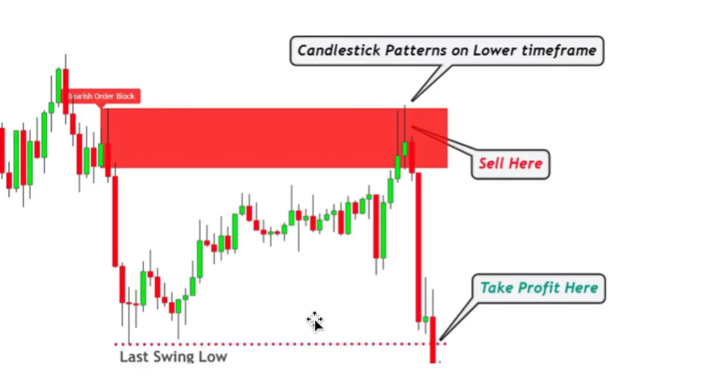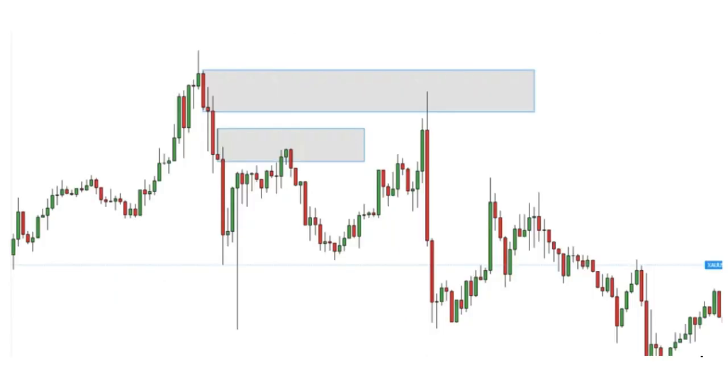This is why you see here, I said what? I said when it went up, then I said what? Take profit here. Take profit here on the last lower low. And then let me just show you another example in another chart.